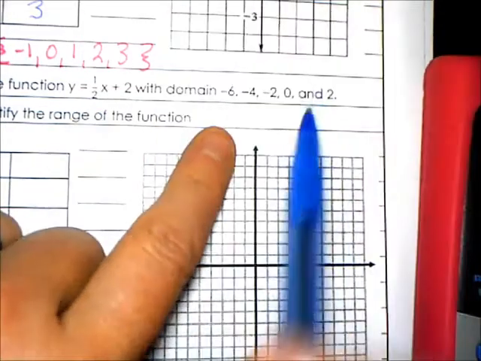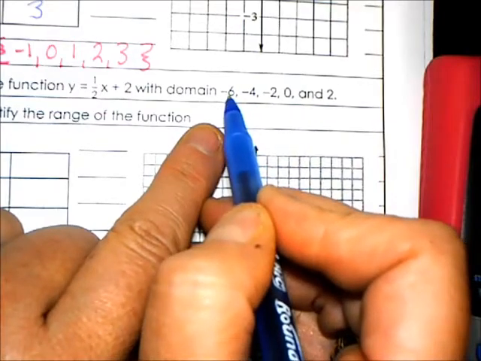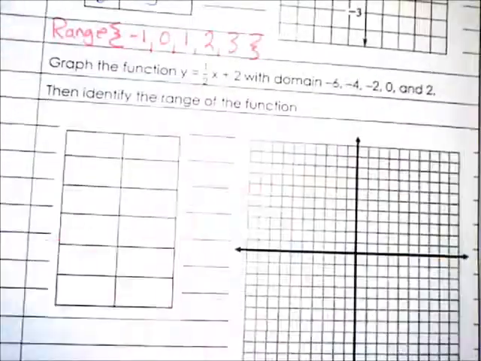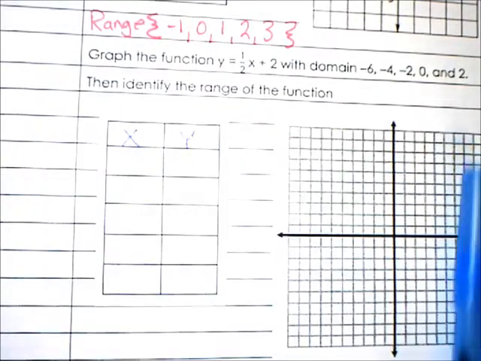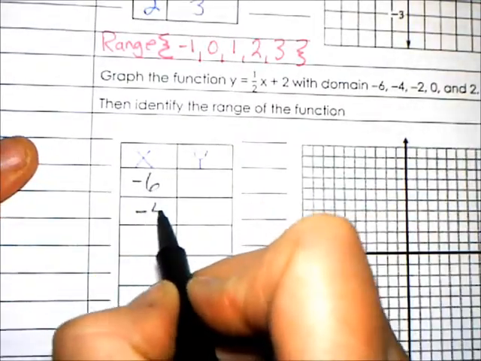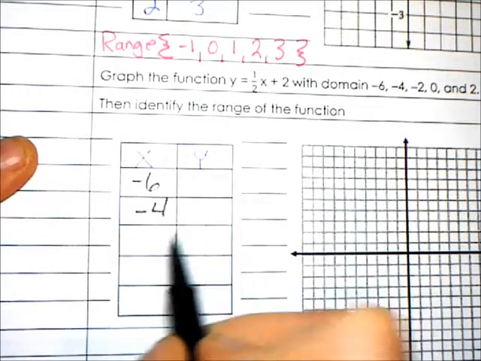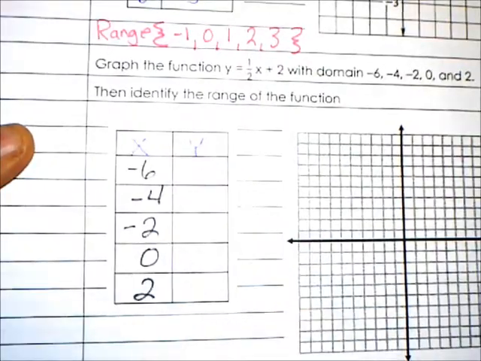And then my domain, here's my numbers. It starts out with a -6, so in my table, before I go to the calculator, I'm going to have my x's and my y's. The x values are -6, -4, -2, 0, and 2.